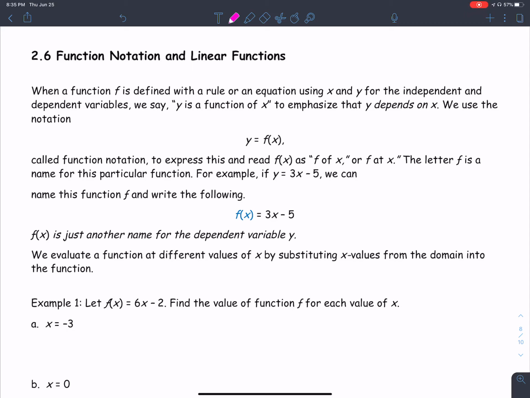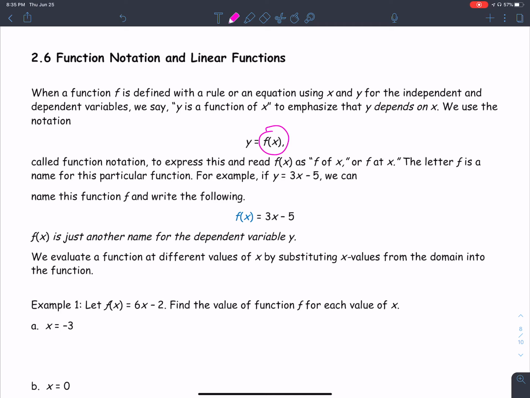Okay, 2.6 is function notation and linear functions. So when we have a function that's defined with a rule and it's x and y, we replace y with f of x. So y and f of x are very interchangeable, which is just something we do, and we call it a function. And we talked about that function machine, and we put something in, we have that f of x, and we get something out. So we call it f of x, or f at x.